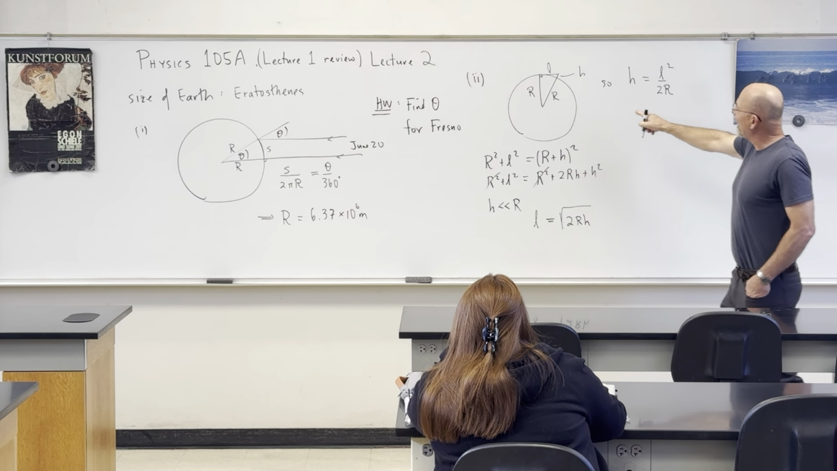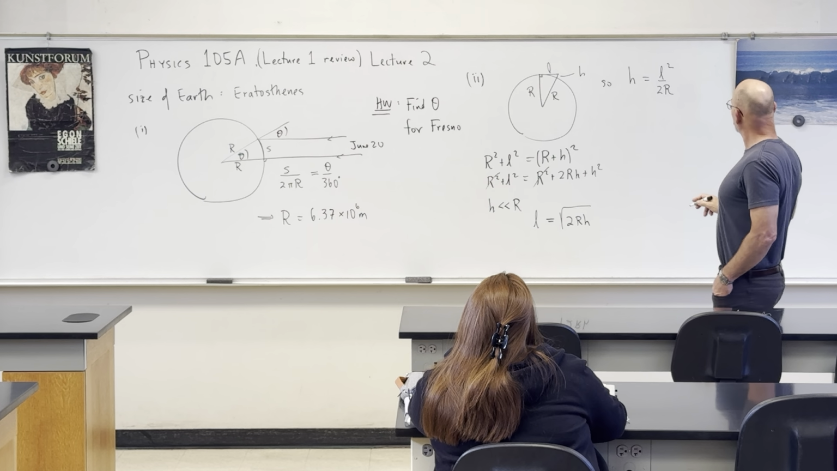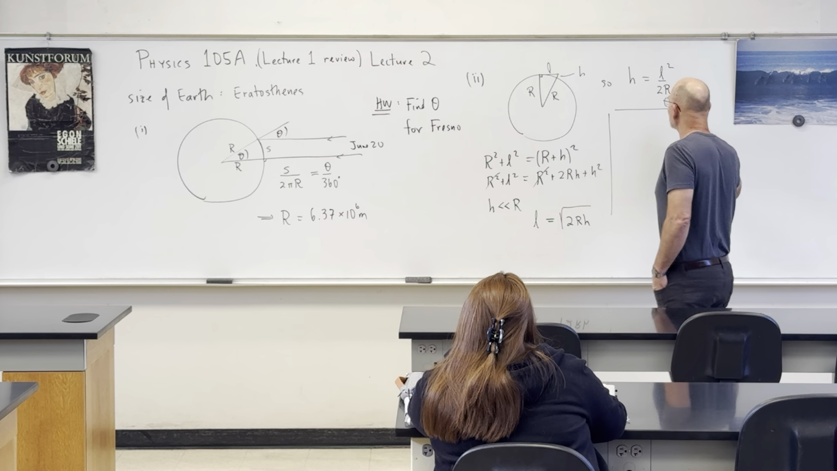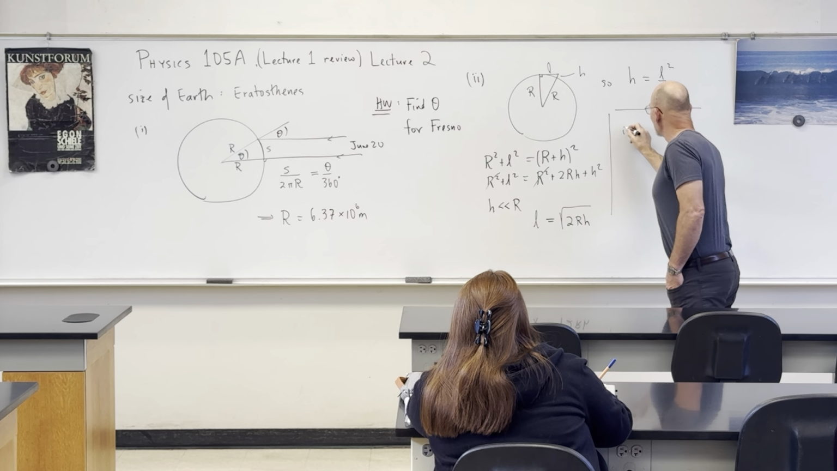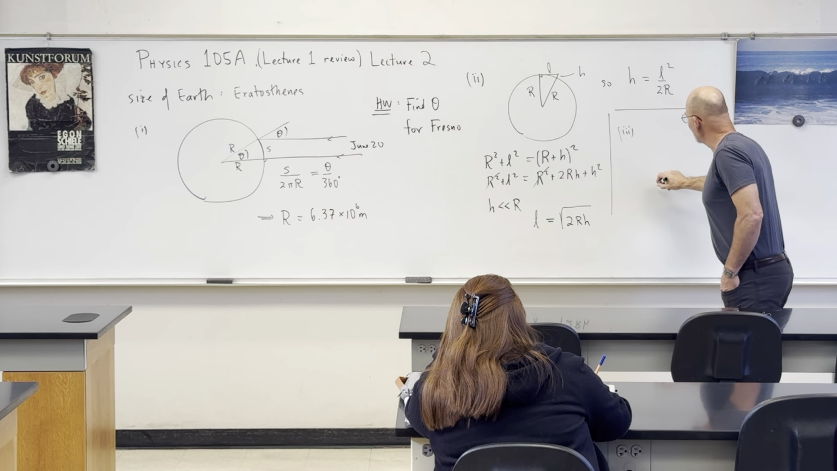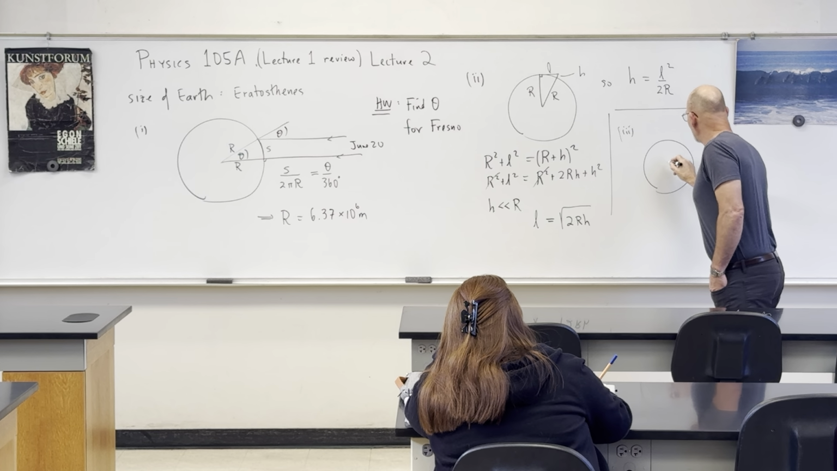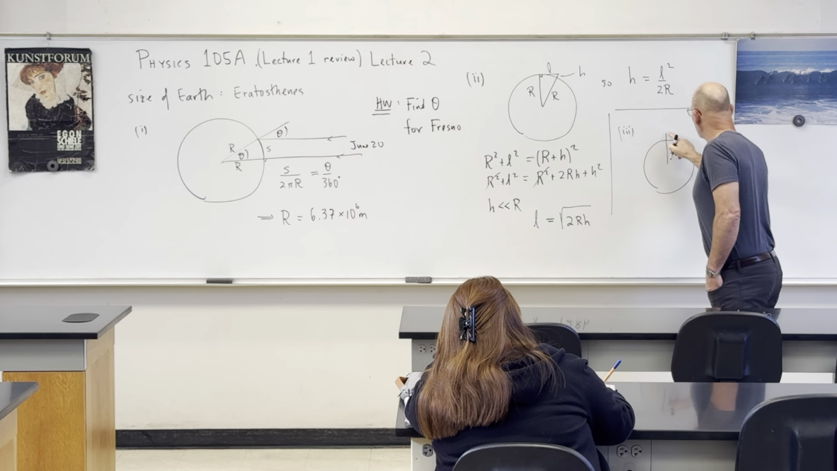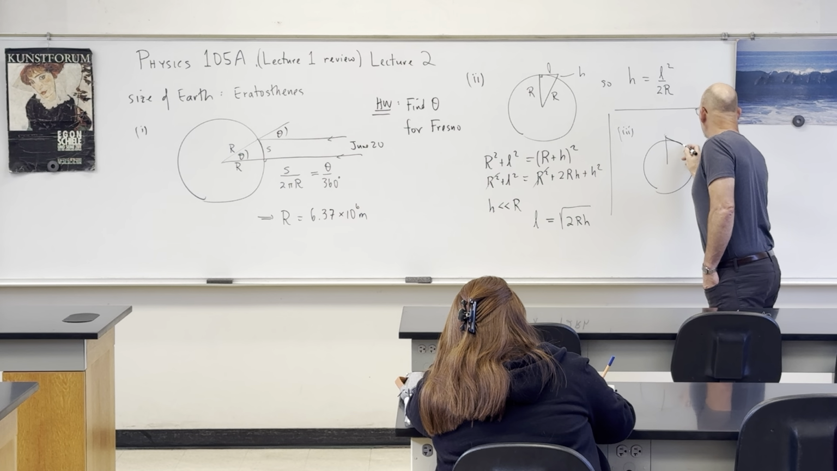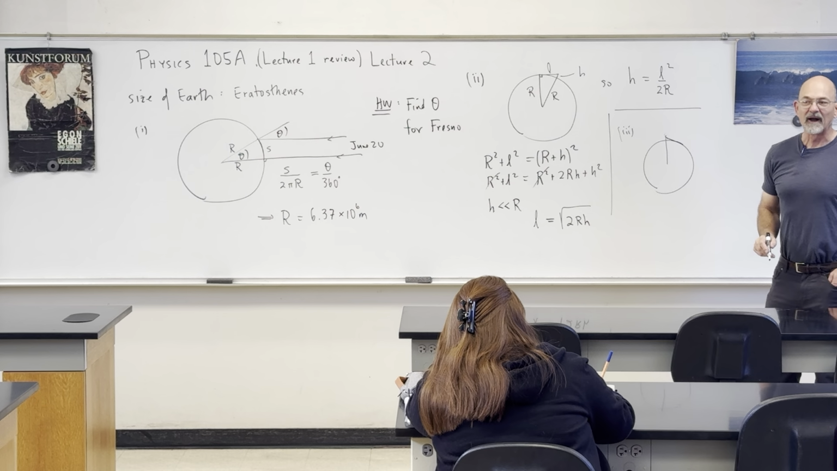But we also had a third version of this, and that was what we ended with last time. Namely, I'm just going to repeat this picture a little bit smaller. Suppose we're on a mountain that's a height h, and we're sighting down towards the horizon.